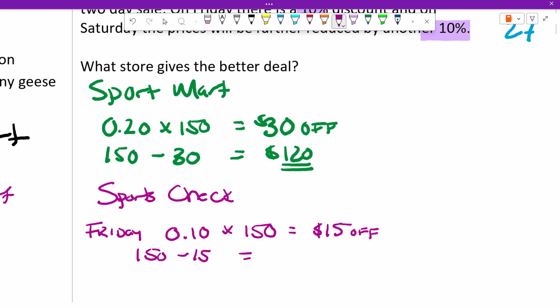And what does that become? Mental calculations. Can we do it? You can use your calculator if you want. I have 135.